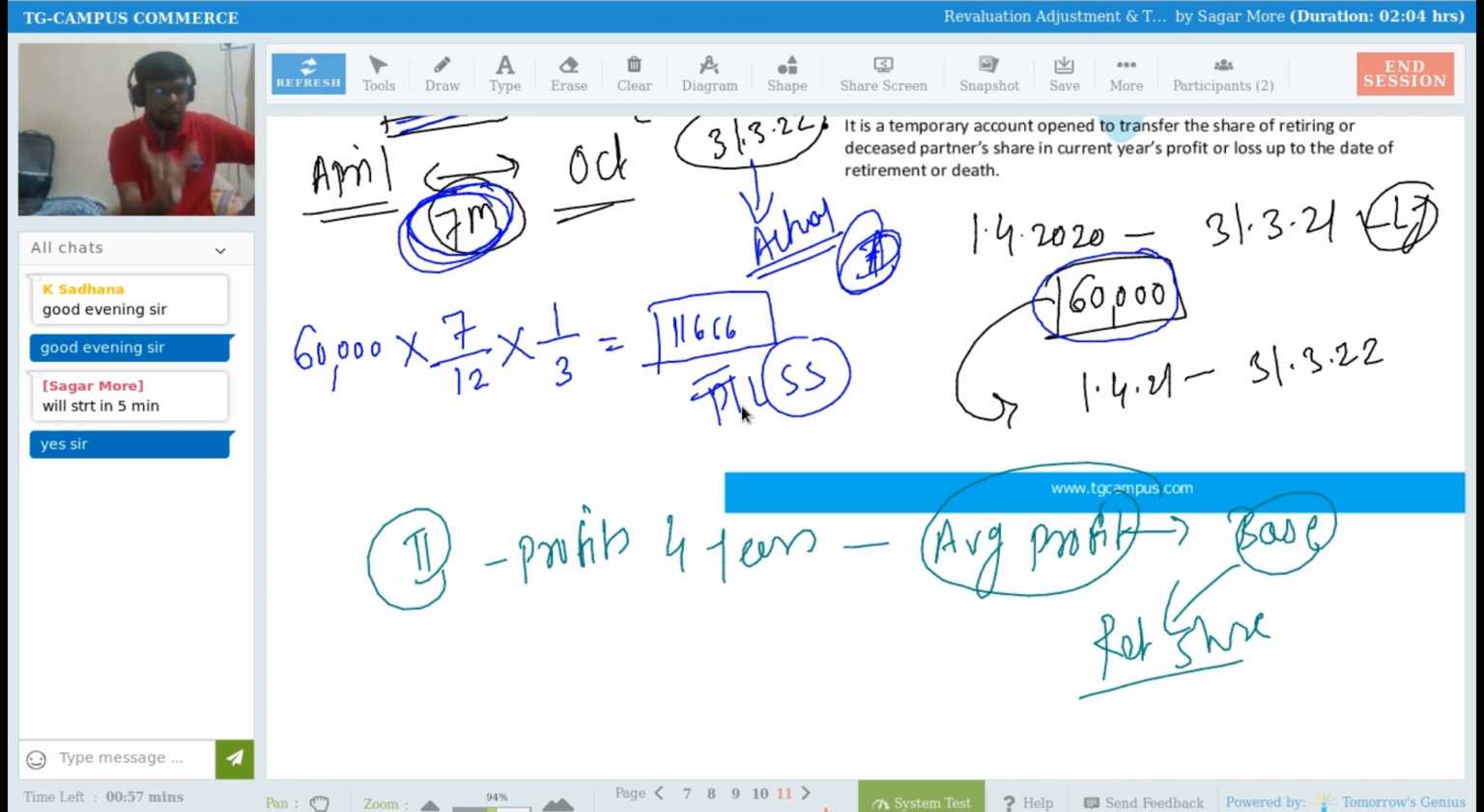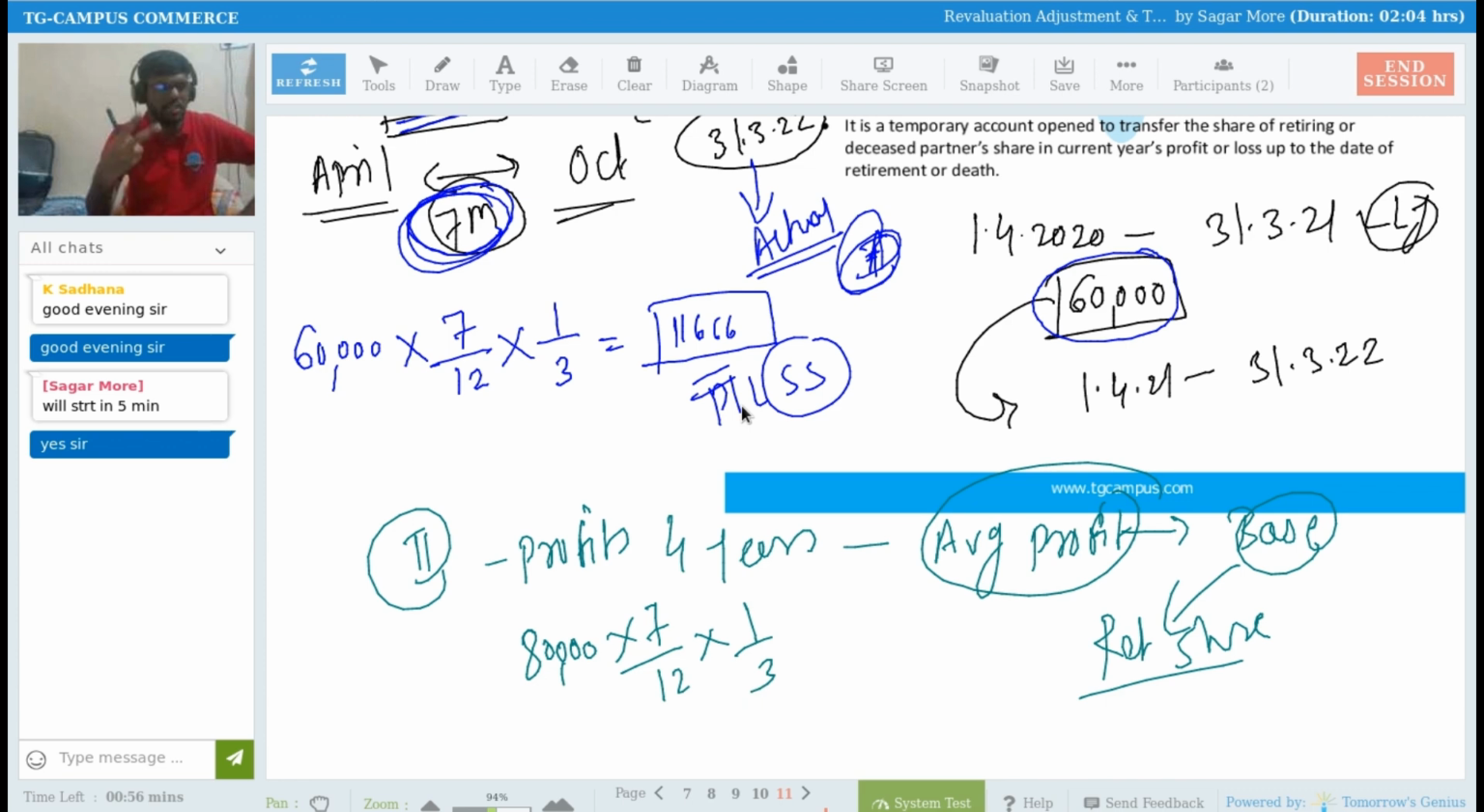So that average profit is for 12 months, right? For example, you are getting an average profit of 80,000 rupees. Just for 12 months, you are not going to give him 12 months of share now. You will give him only from the date of beginning to the date of retirement. For example, here into 7 by 12, yes, into 1 by 3. Absolutely right. 7 by 12 into 1 by 3.